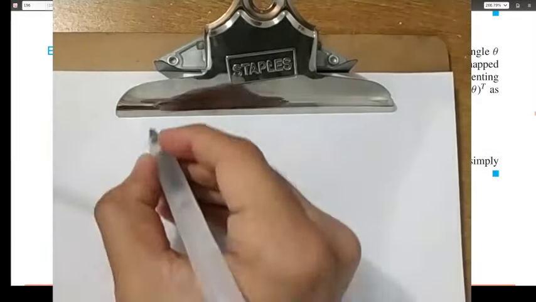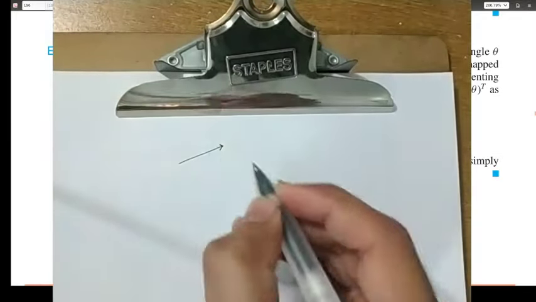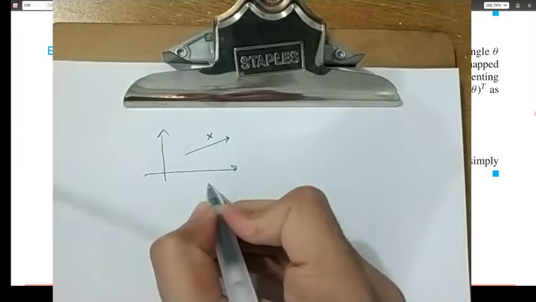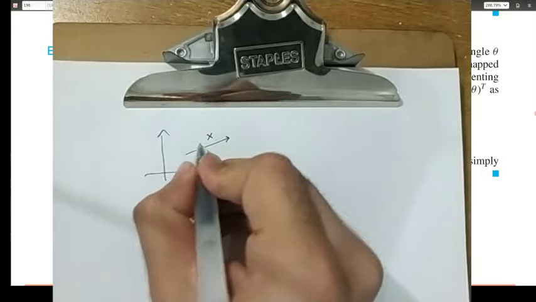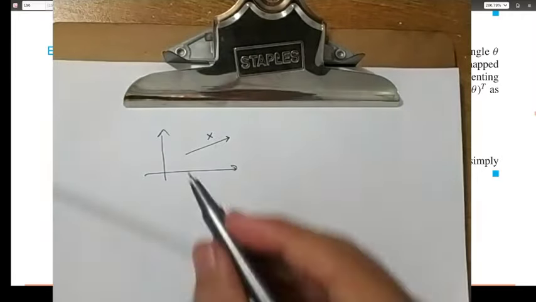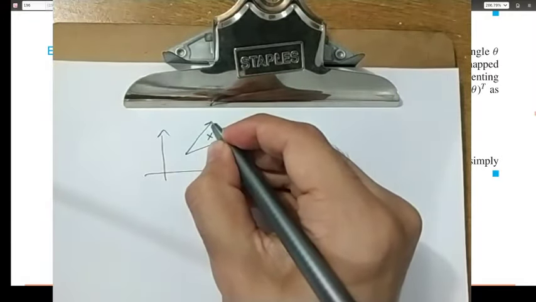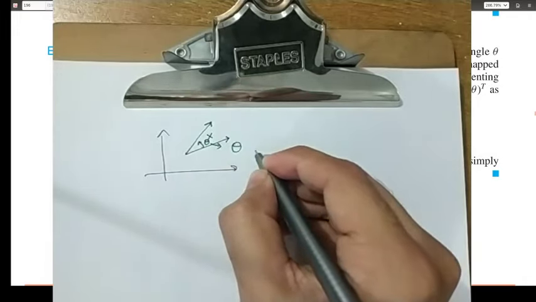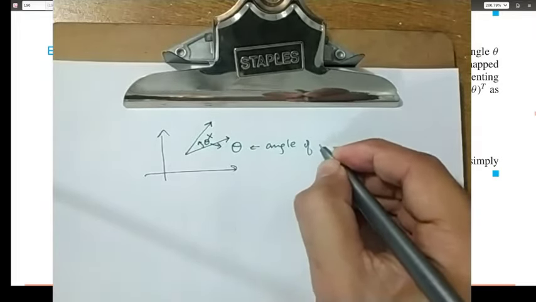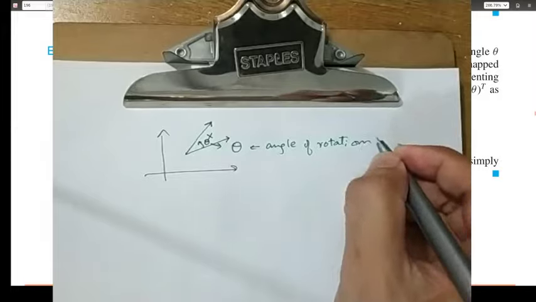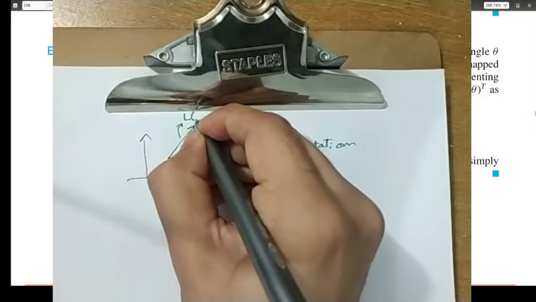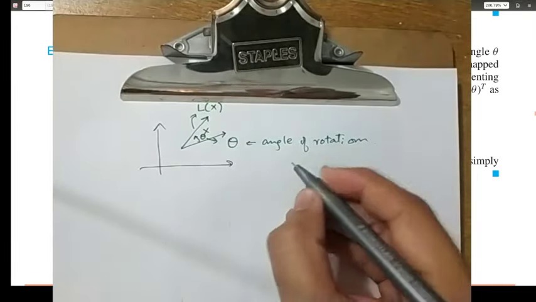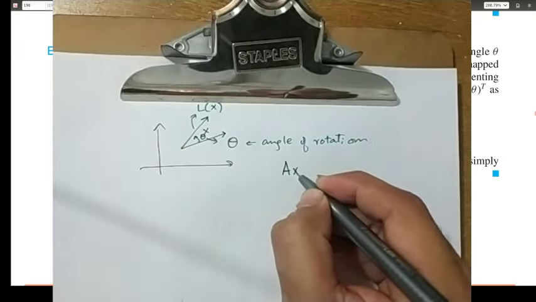So if you have a vector x in R2, let's suppose this was the vector, the transformation L will map this vector onto this vector. It will rotate it by theta degrees. So the angle of rotation is theta, and this new vector is L of x. And the question again is, how do we express this linear transformation as A times x?